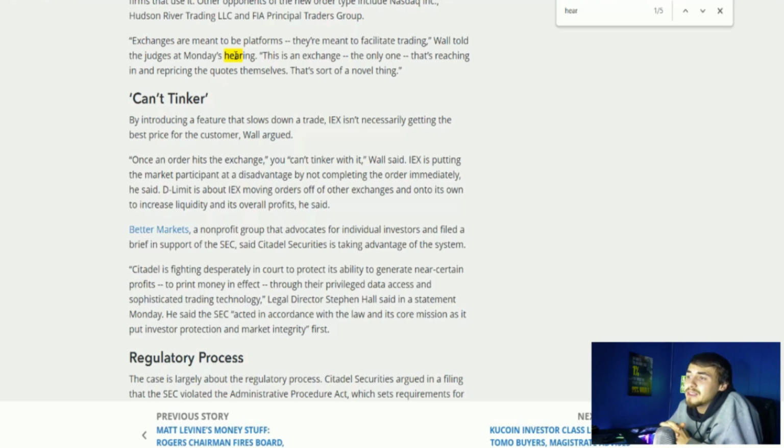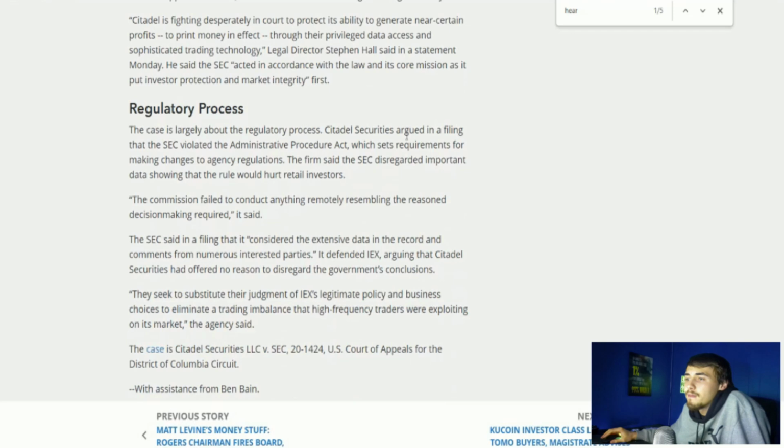He said the SEC acted in accordance with law and its core mission as it put investor protection and market integrity first. Regulatory process. The case is largely about regulatory practice. Citadel Securities argued in a filing that the SEC violated the Administrative Procedure Act, which sets requirements for making changes to agency regulations. The firm said the SEC disregarded important data showing that the rule would hurt retail investors. In quotes, "the commission failed to conduct anything remotely resembling the reasoned decision-making required," it said.